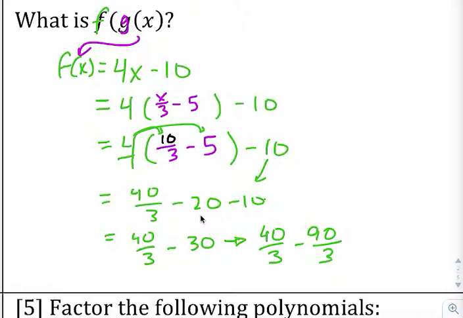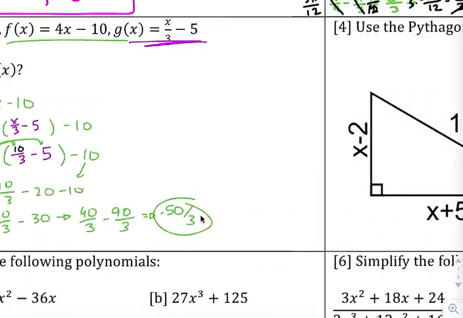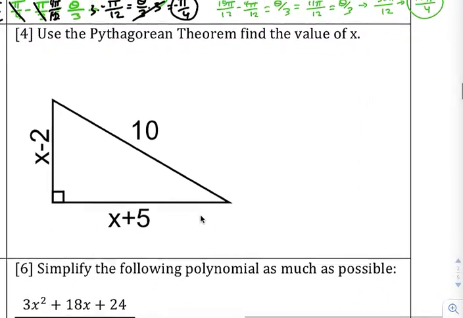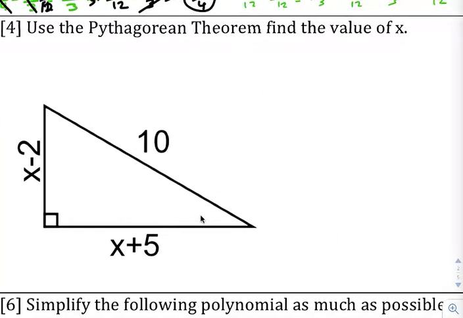Because 90 divided by 3 would be 30. And so the whole thing would just be negative 50 thirds. All right, so let's use the Pythagorean theorem to find the value of x. This is a right triangle, so it totally applies. So we have a squared plus b squared equals c squared.